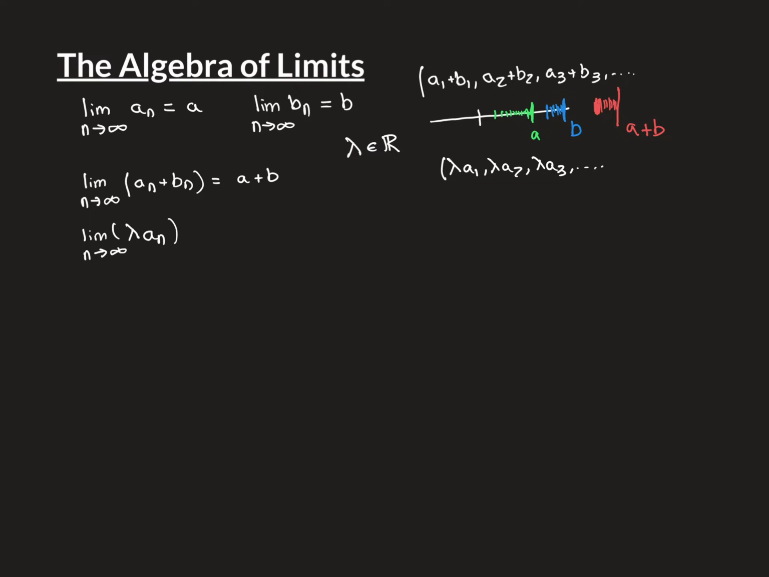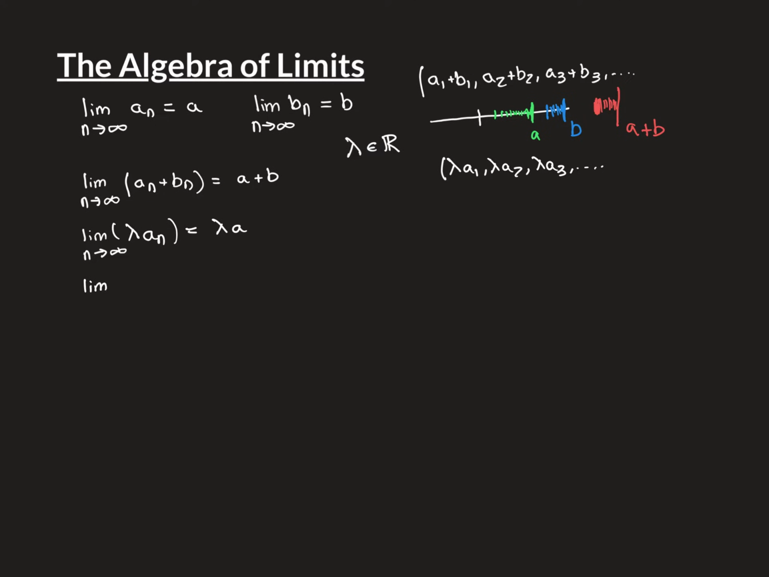Then again, this is very intuitive. What's the answer as to what this converges to? Firstly, does it converge? The answer is yes, we'll show that. And secondly, what does it converge to? Hopefully you agree that it will just converge to lambda times the limit of the original sequence, so lambda times a. So there's result number 2.